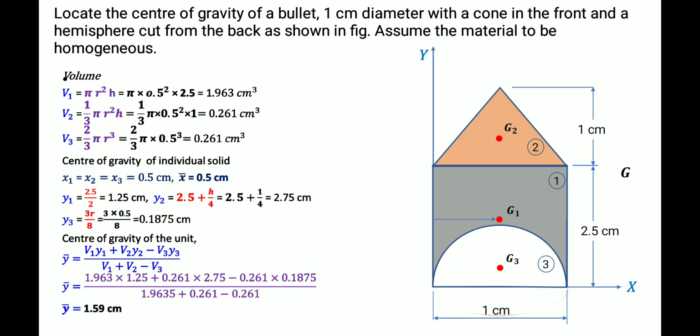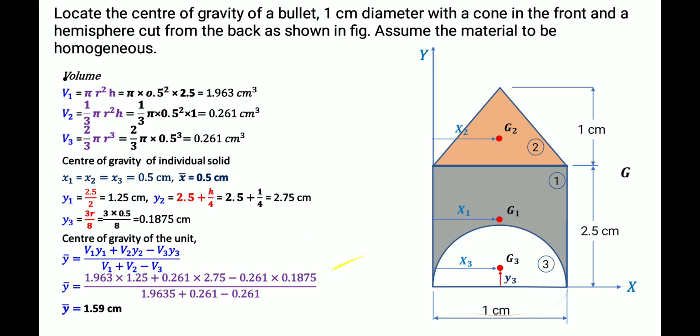After this, we need to find x1, x2, x3 and y1, y2, y3. So what is x1? This distance is x1. That means 1 divided by 2, that is 0.5 centimeter. So x2 also and x3 also. These three are the same because the solid is symmetrical about the vertical axis. So x1, x2, x3 are the same, equal to 0.5. Therefore x bar is also the same, 0.5 centimeter, without calculation. Then y1, y2, y3.